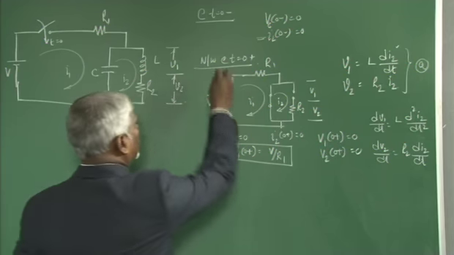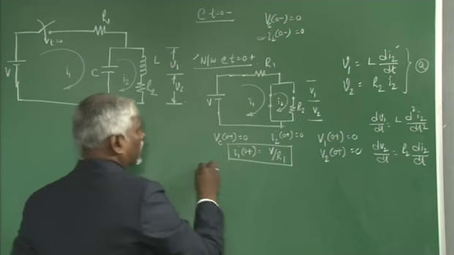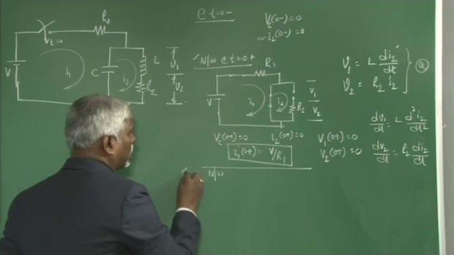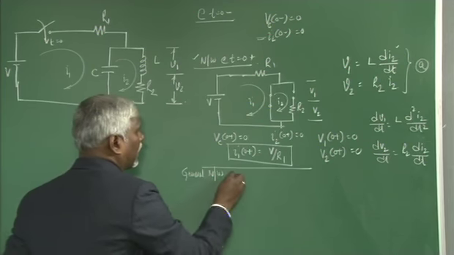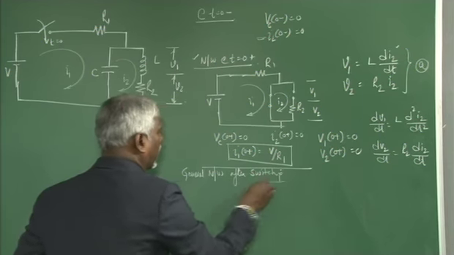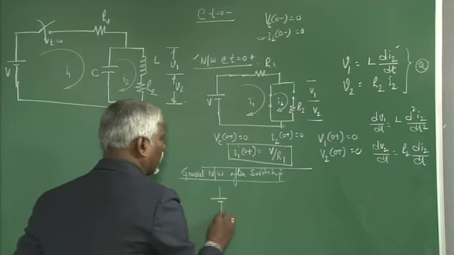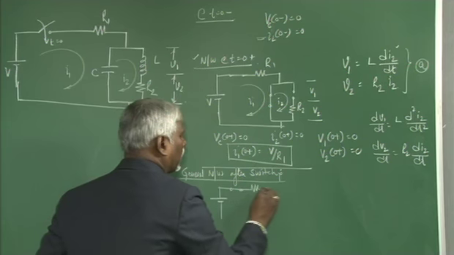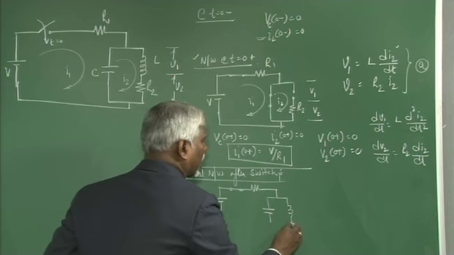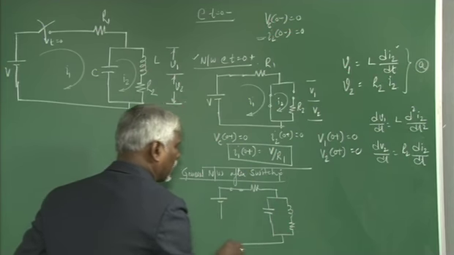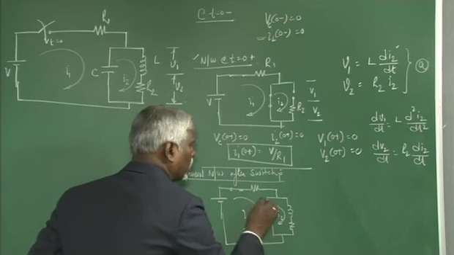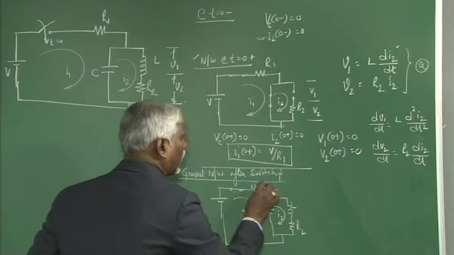So, after writing the network at t equal to 0 plus, we need to write the general network after switching. If you write the general network, it is R, capacitor, inductor, a resistor. This is loop current I1, this is loop current I2, with C, L, R2 and R1.